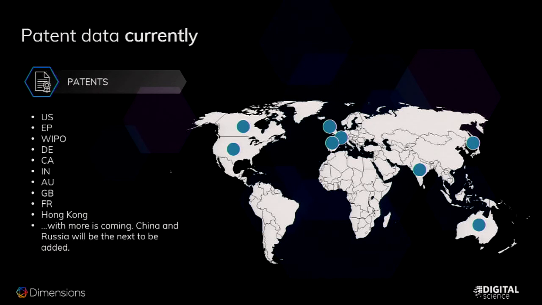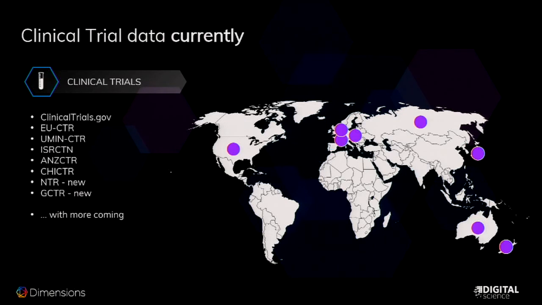The patent data in Dimensions comes from one of our portfolio companies, IFI Claims. We have the agencies that you see on the screen. Next up, we will be including patent information from China and Russia. Our clinical trial data, again, is pretty global. We're always going to be continuously adding to this database, but this is where we started.